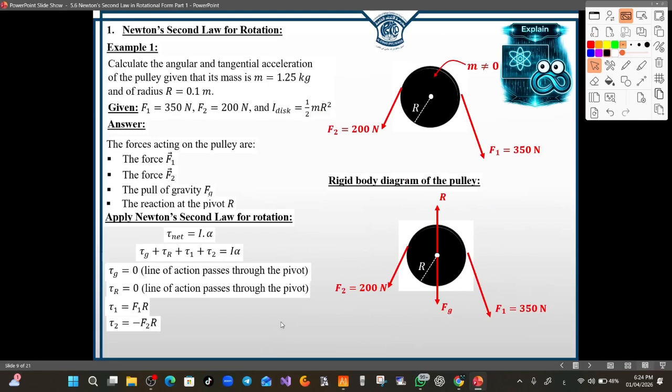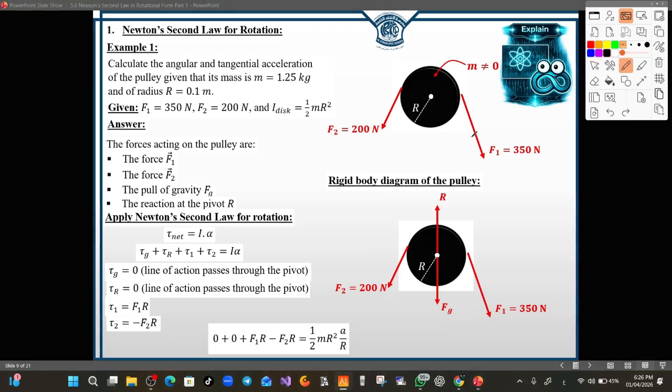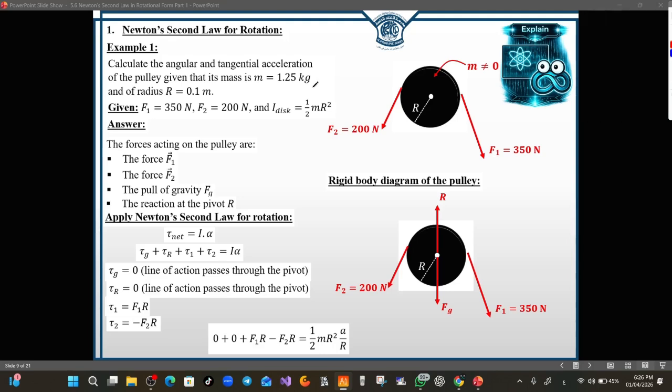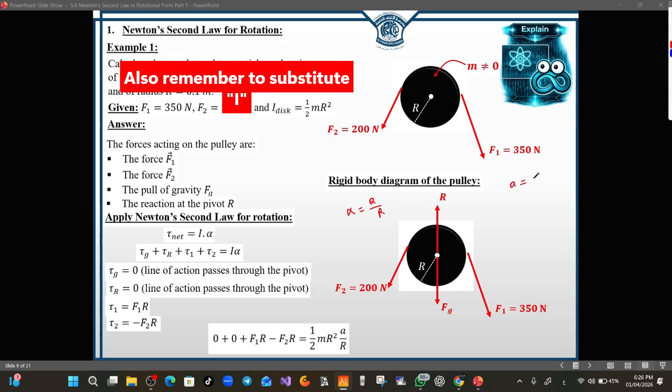So for F1, we have F1 times R. For F2, or for tau 2, is equal minus F2R. Now, since we are looking for the angular acceleration and the tangential acceleration, I decided to calculate the tangential acceleration first. You can find the angular acceleration first, it's fine. Now, to find the tangential acceleration, you just need to re-express alpha as A over R, due to the fact that the angular acceleration and tangential acceleration are related to each other via this formula.